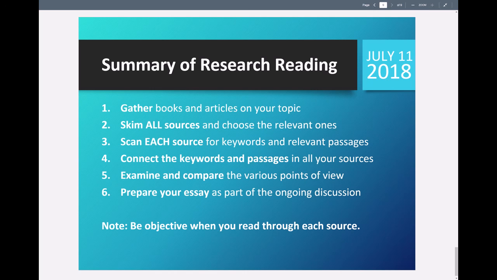And number 6, prepare your summary essay as a part of an ongoing discussion. In your case, you'll be preparing your summary as a part of an ongoing discussion on either of the articles that we assigned you.